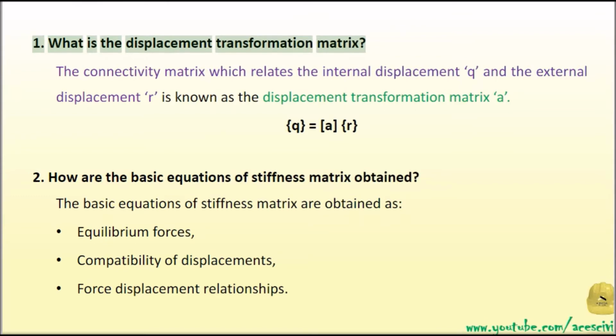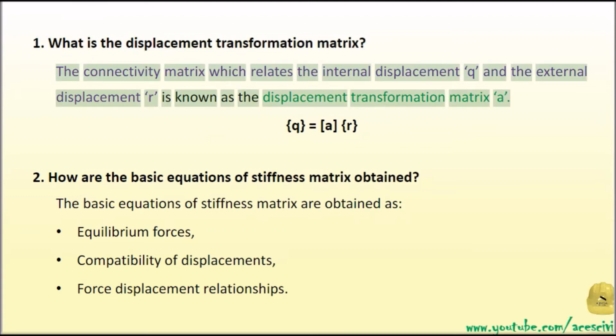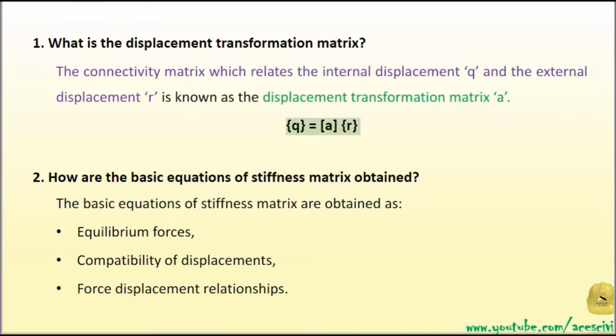1. What is the displacement transformation matrix? The connectivity matrix which relates the internal displacement Q and the external displacement R is known as the displacement transformation matrix A. Q equals AR.